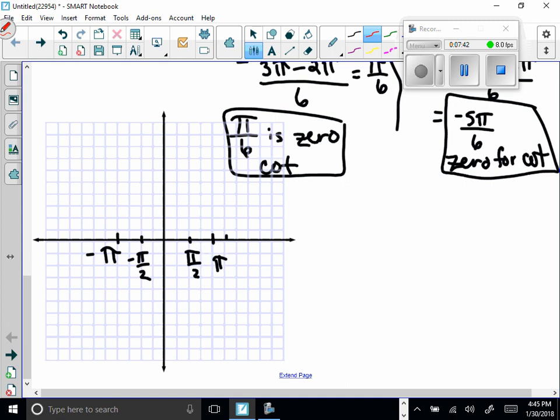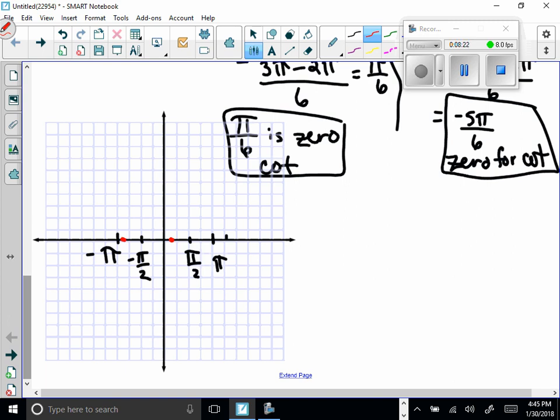So I want to graph about where that is as far as my cotangent. So those are my zeros. So I have pi over 6. That's going to be a third of pi over 2. So I'm going to guess it's approximate here. I'm going to have a 0 about right there at pi over 6, and I'm also going to have a 0 at negative 5 pi over 6, which is almost negative pi. So those are some zeros.